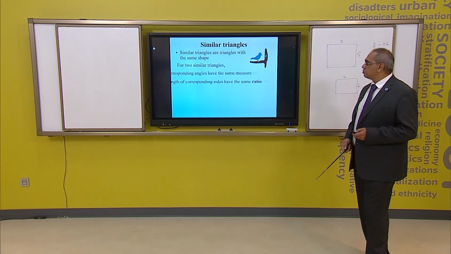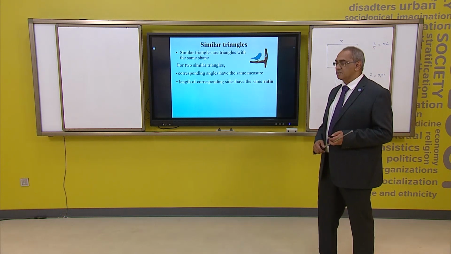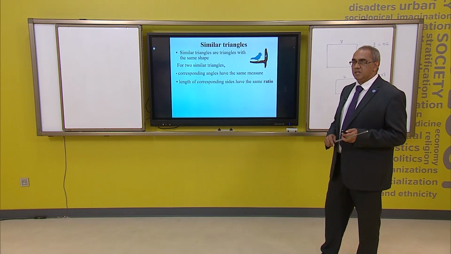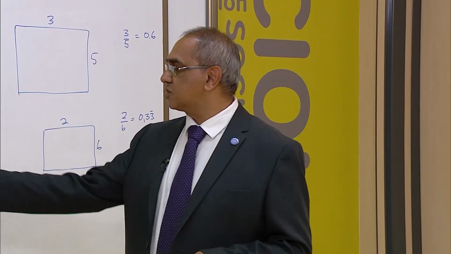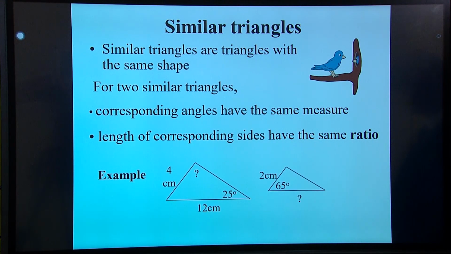Let's look at similar triangles now. They have the same shape, and if we have two similar triangles, the corresponding angles, that means the angles in both triangles, are going to be equal. And also, the lengths of the corresponding sides have the same ratio. So let's have a look at how that works.